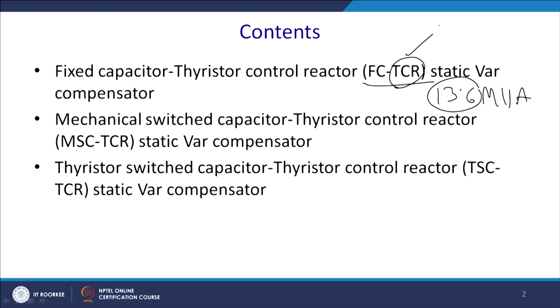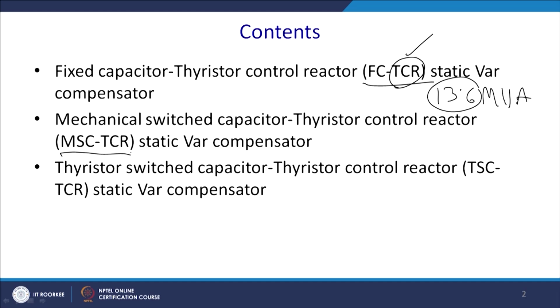Next, the same thing, but instead of the fixed capacitor we can have a mechanically switched capacitor. You can switch it on and off whenever required, but there is a limit on how many times you can use it. This is called MSC-TCR. Of course, you can also have a thyristor switched capacitor, where you can frequently insert or take out the capacitive compensation by switching, but the transient phenomena are very prevalent. We have to see the switching sequence to operate it properly.